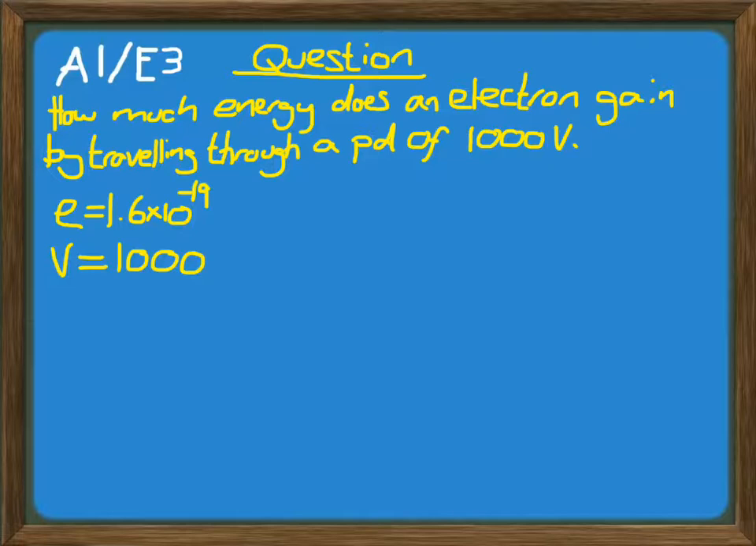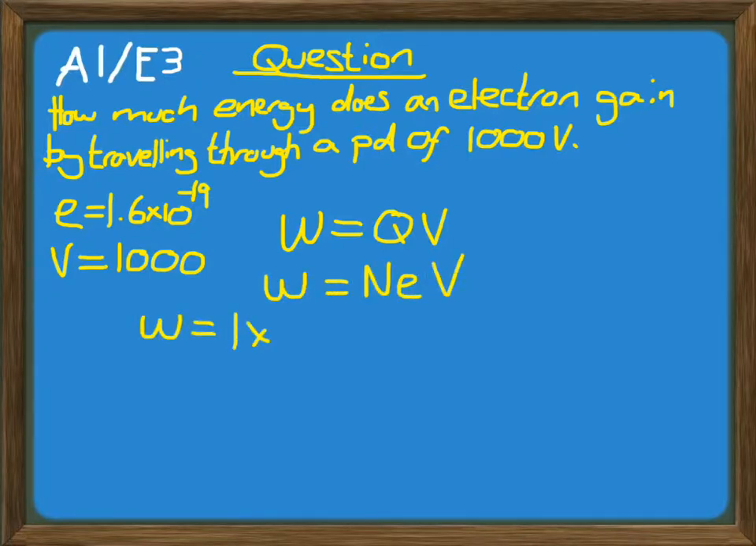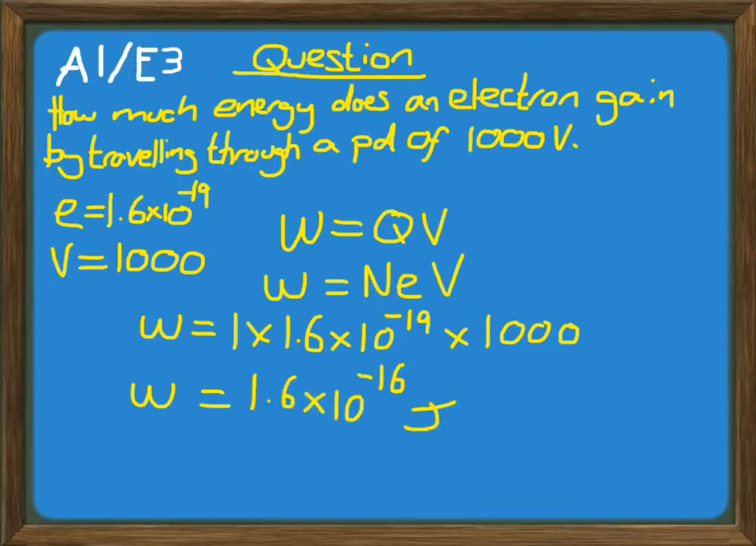So now we need to rearrange our first equation. That was V is equal to W over Q, and in this case we rearrange that to get the work done, W, which is equal to Q, charge, times V, voltage. We also know from previous work that Q is equal to NE, the number of electrons times the charge on an individual electron. So we substitute those values in. W is equal to 1 times 1.6 times 10 to the minus 19 times 1000. So that leaves us with W is equal to 1.6 times 10 to the minus 16 joules.